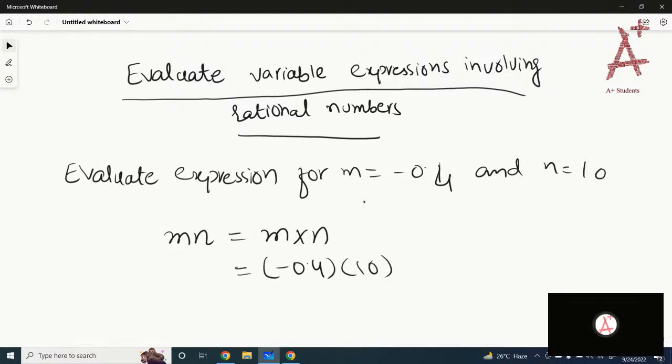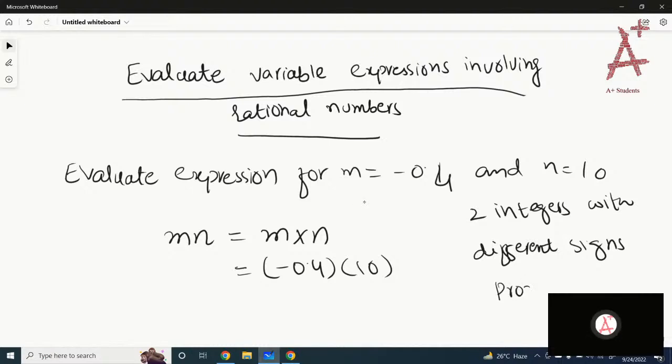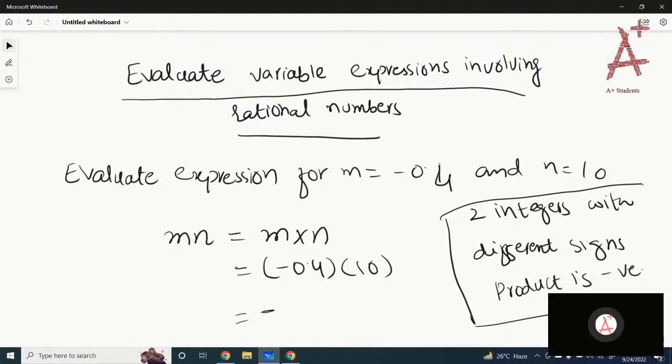Got it? Okay, when you are multiplying two integers with different signs, the answer must be negative. Their product is negative. So the answer must be negative, and negative 0.4 times 10 is 4. So the answer is negative 4. Got it? Okay, you can note down the example. I'll wait for a while.